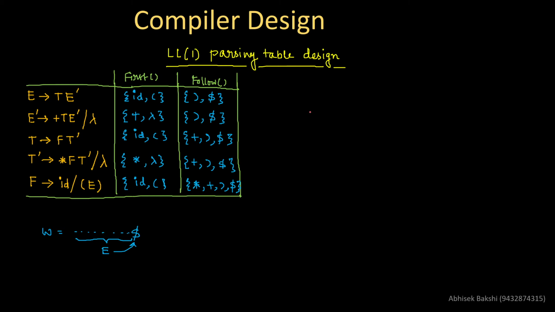So first of all, how many non-terminals are there? 1, 2, 3, 4, 5. 5 non-terminals, and the terminals are ID, star, ID, plus, star, opening brace, closing brace, and dollar. Dollar is not a non-terminal, but still. So the total number of terminals is 1, 2, 3, 4, 5, 6, including dollar. So let's draw a table.